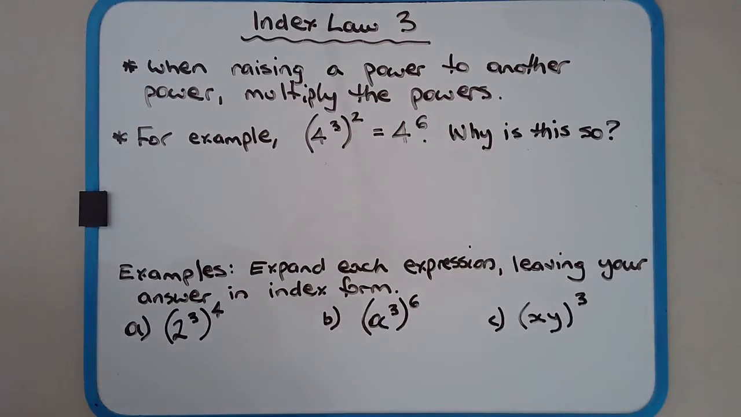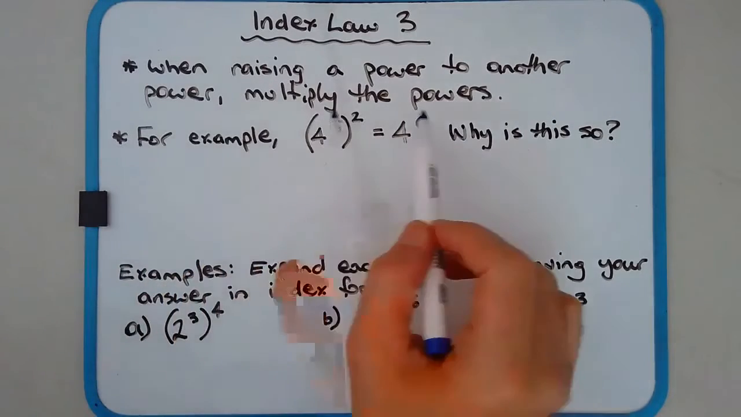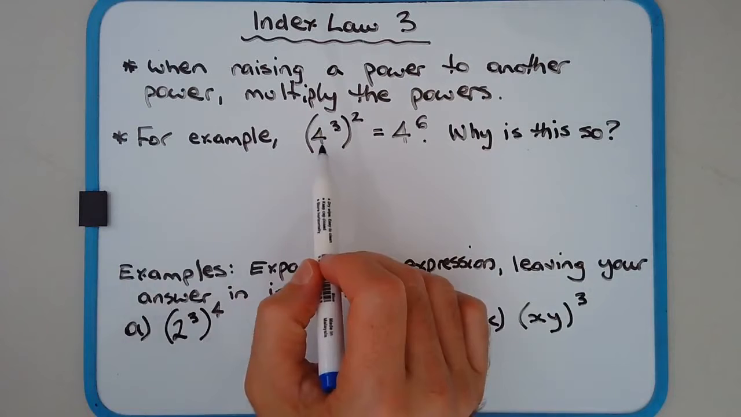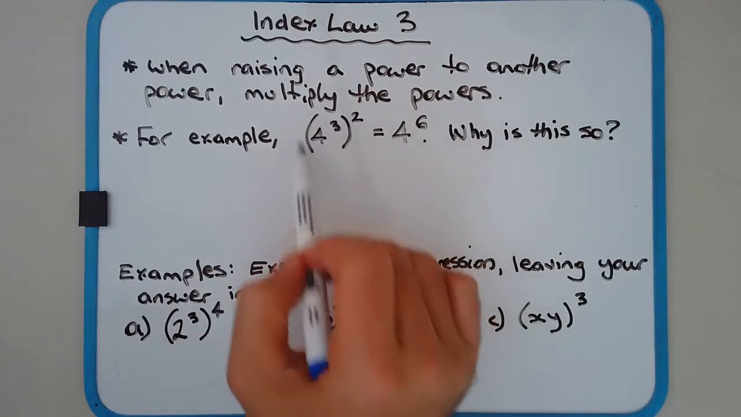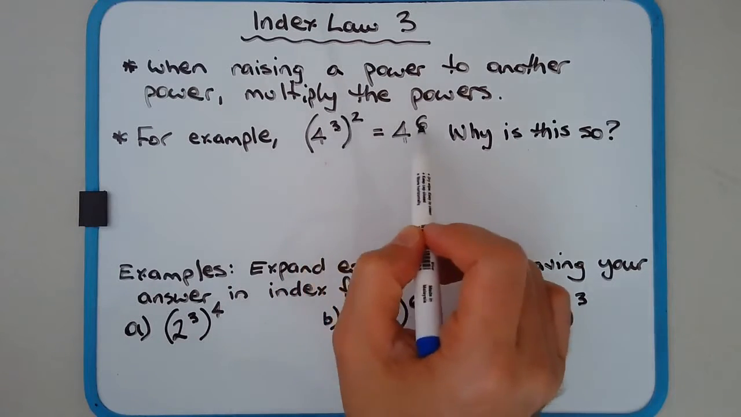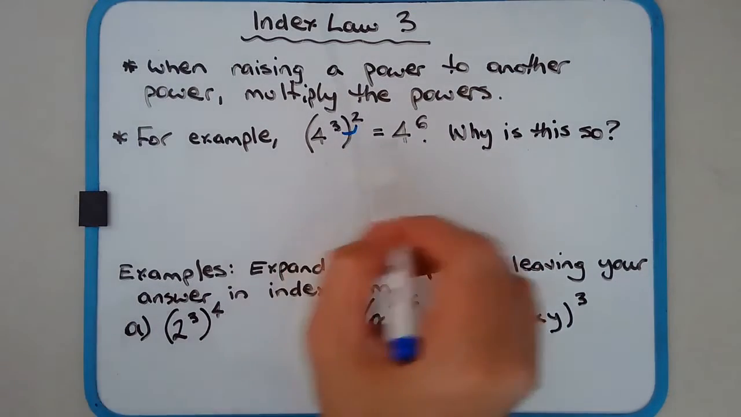Index law number 3, also called the power to a power law. When raising a power to another power, we multiply the powers, or multiply the indices. So for example, 4 to the power of 3, and notice that we've got brackets around it, to the power of 2 is equal to 4 to the power of 6. So that's 3 times 2, okay? So being multiplied to give you 6.